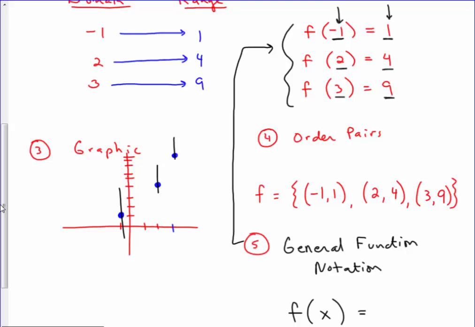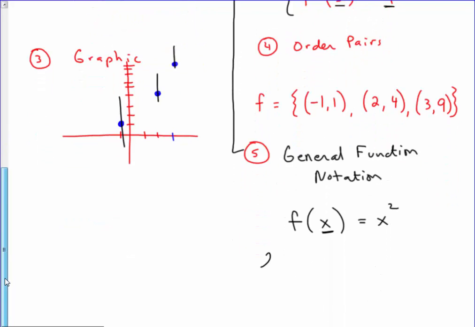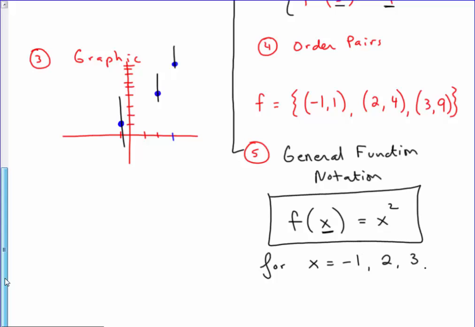So the idea here is whatever x I'm taking, I can square it to get my y. And this particular example is only good for x equals -1, x equals 2, and x equals 3. Now, I can square any x value that I want, but for this example, the only x's that were in my domain were -1, 2, and 3, and it's important that we specify that at the end.